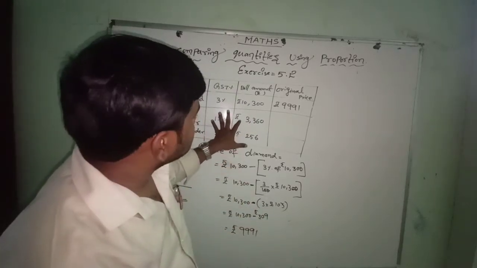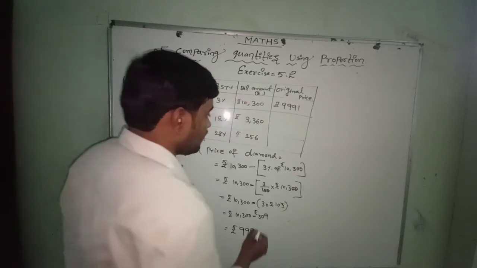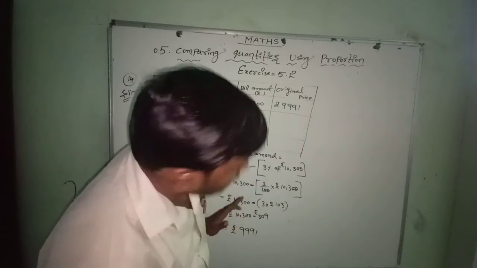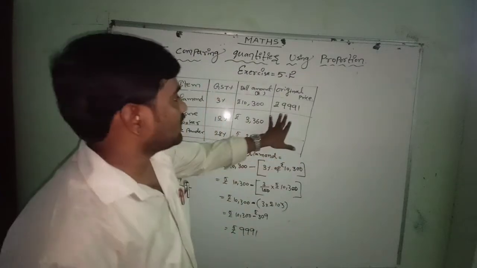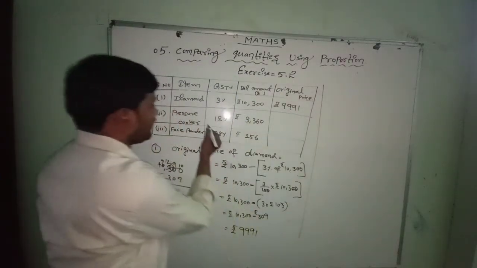But with GST we are paying 10,300. Now let me check, here 10,300 only, no? Yes, the billed amount was 10,300. It was given. So 9,991. Now the same way we have to find out the remaining two.